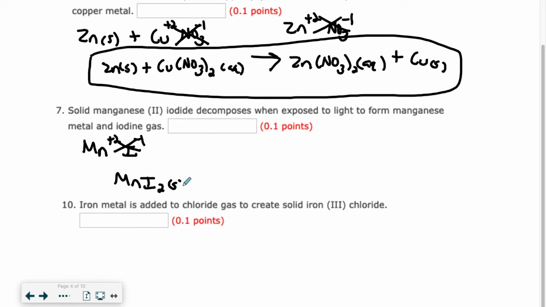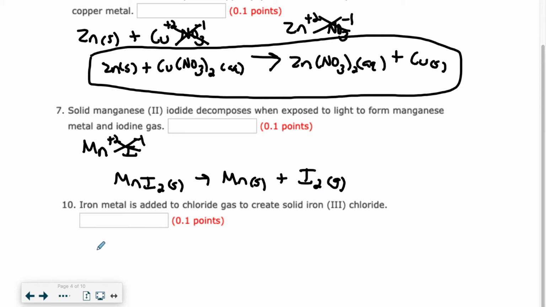It's solid. It says that is decomposing when exposed to light. It forms manganese metal, which is going to be Mn, and iodine gas. Iodine is a diatomic, so you would have to have that 2 there.